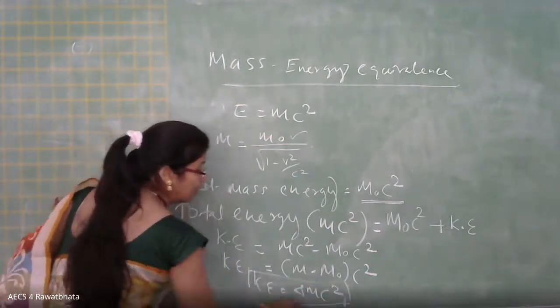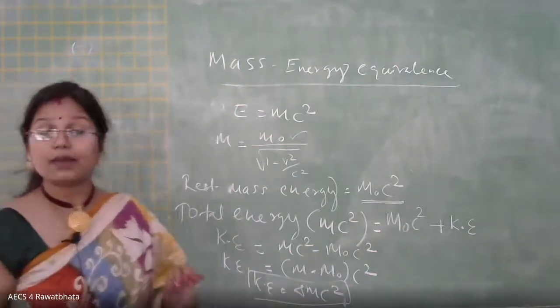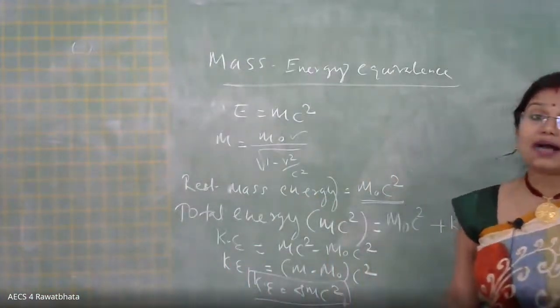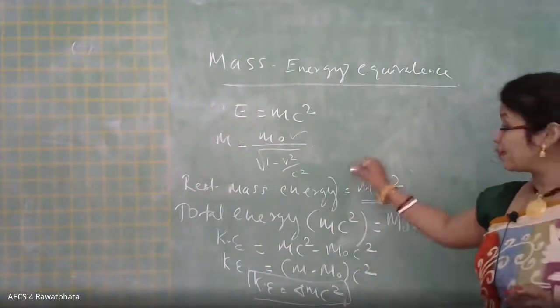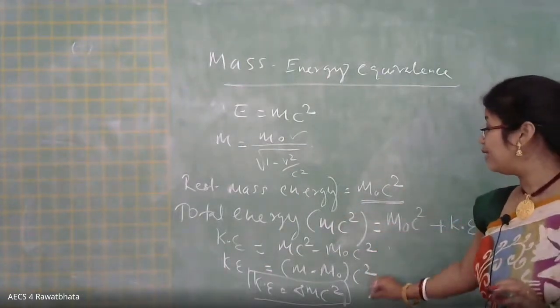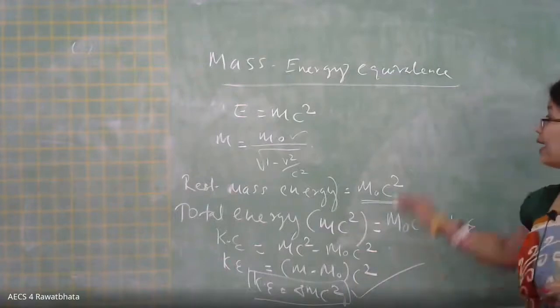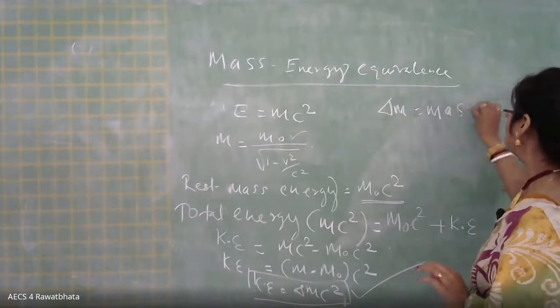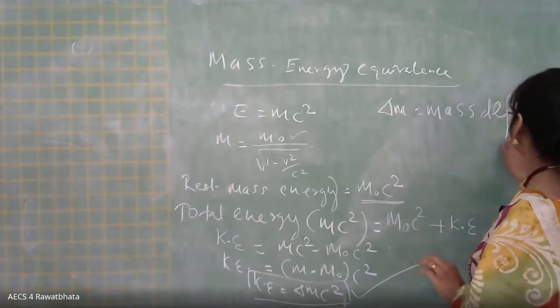Listen carefully. This delta m is the main part we require here. Delta m is known as the mass defect. So here we are talking about the rest mass energy. The total energy is expressed in this way, dear. This delta m is very, very important, dear. This delta m is known as the mass defect.